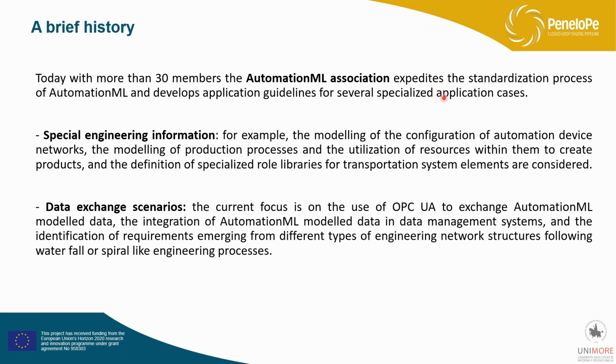The research on AutomationML concentrated mainly on special engineering information, that is, to cover special domains of knowledge, for instance, the configuration of automation device networks, or how to model new production processes, or extending to new processes that may appear on the market. And the second direction is the data exchange scenarios. Here the focus is how to use AutomationML to exchange data between different systems, including the way to transmit the information, for instance, using other standards such as the OPC UA exchange format.